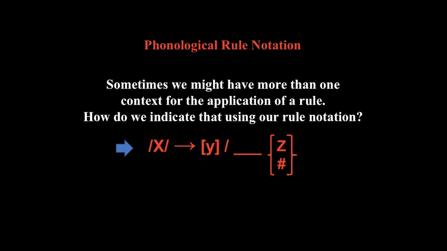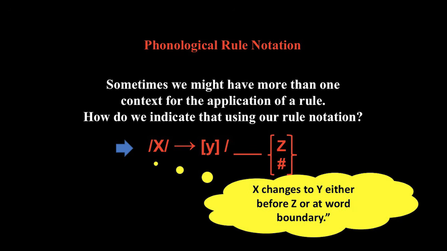As you can see in front of you, we have X between slashes becomes Y between brackets, followed by a slash and a dash for the environment. Then you open the braces and you put those two possible environments. What does this mean? It means simply that X changes to Y either before Z or at word boundary. Now let's start writing phonological rules. Let's start translating phonological rule statements into phonological rule notations.